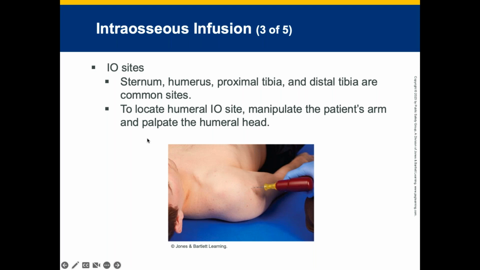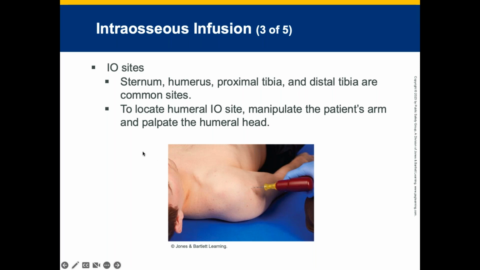The only drawback with the humeral IO site is that the movement of the shoulder can actually displace it. But the humeral head is such a big opening, you can move it in every different angle. You also want to make sure that you use a large adult needle for those because of the size of the space it needs to go into.